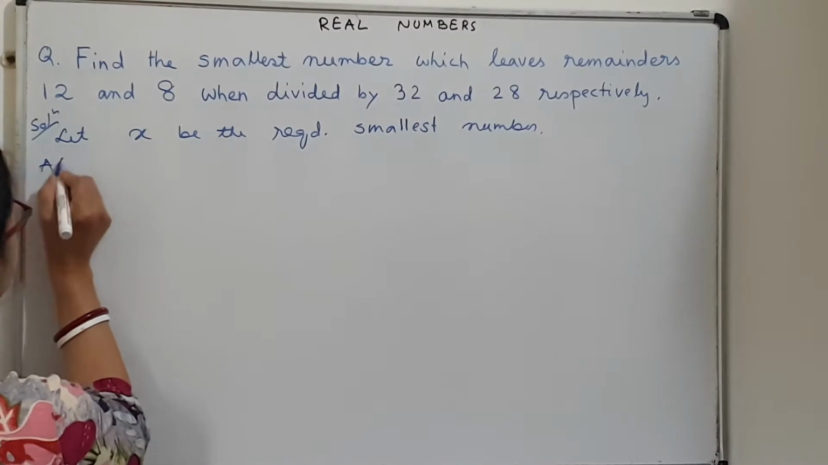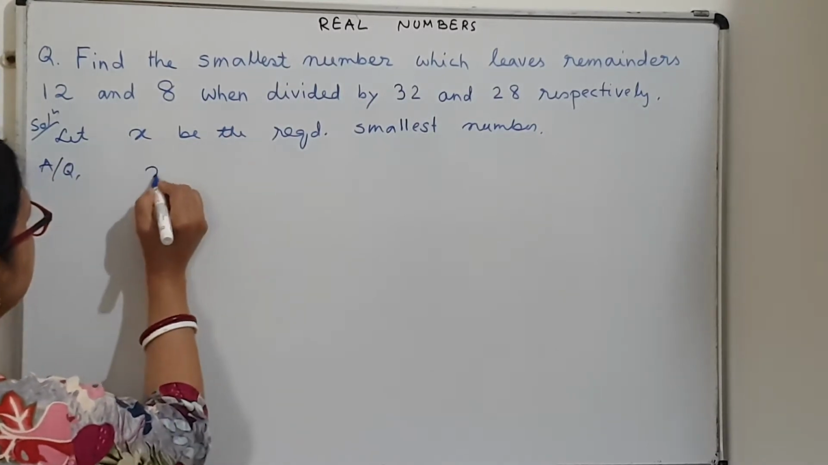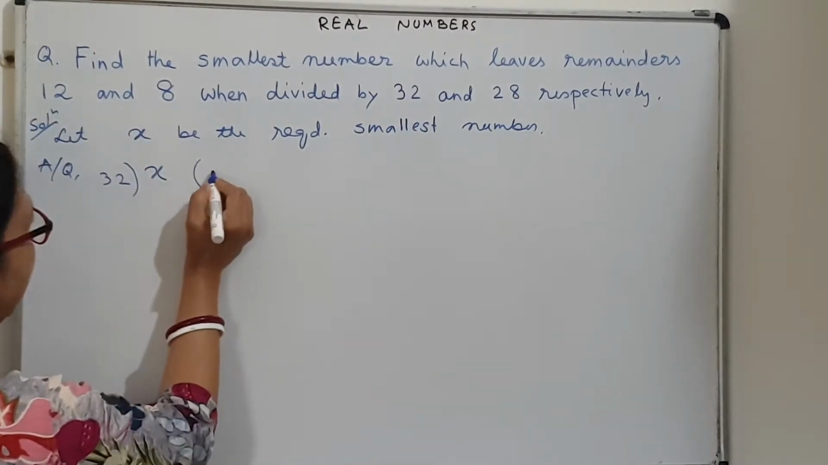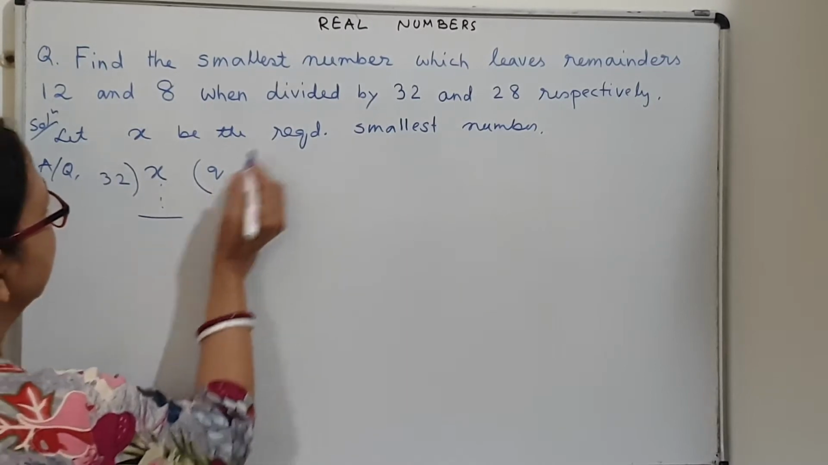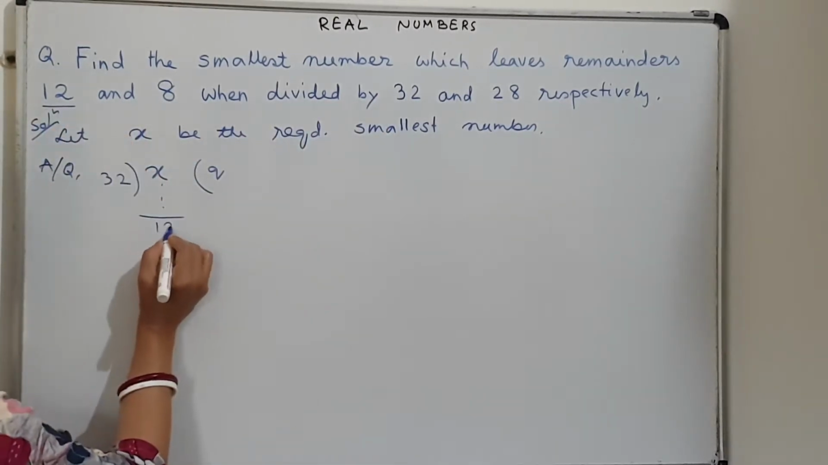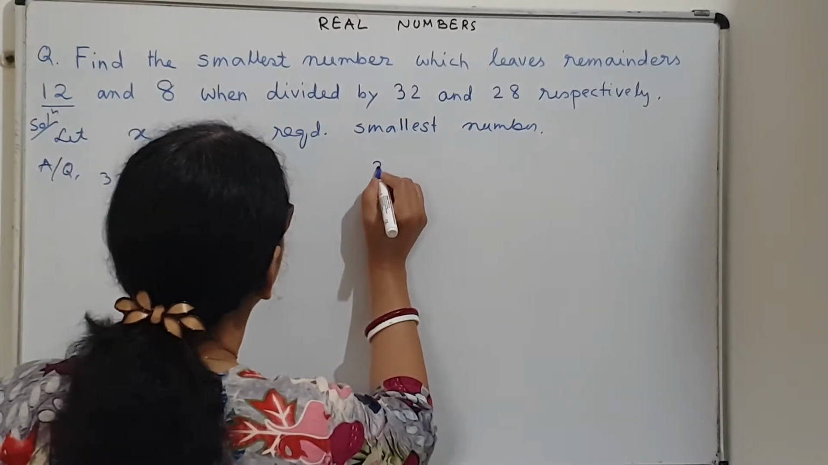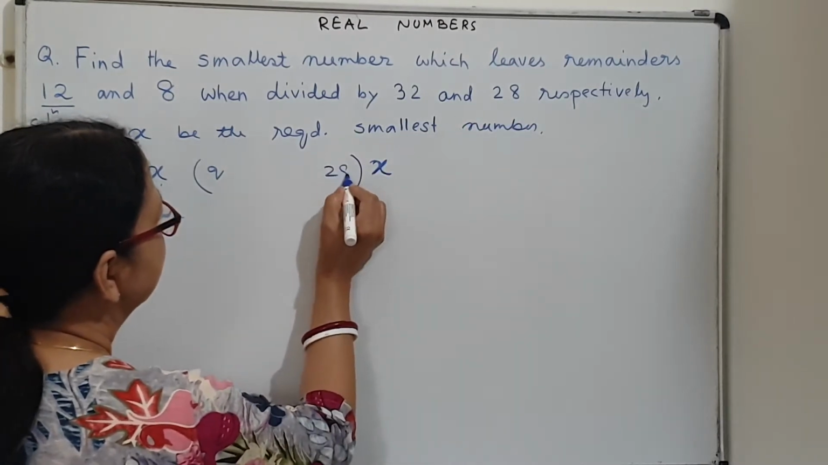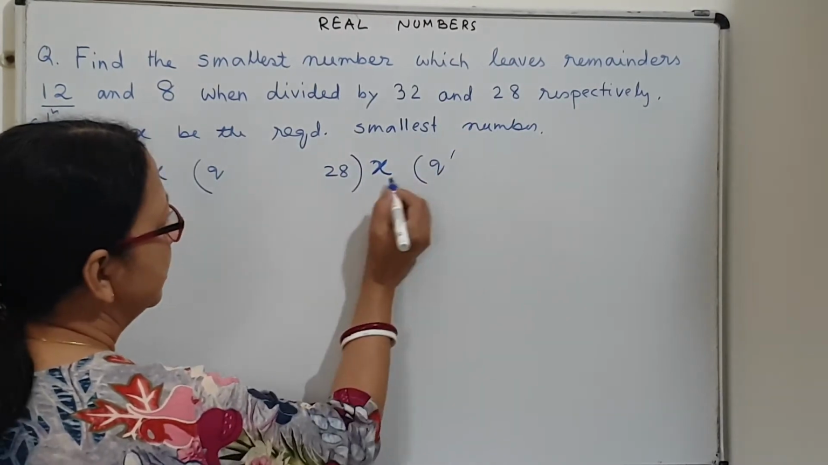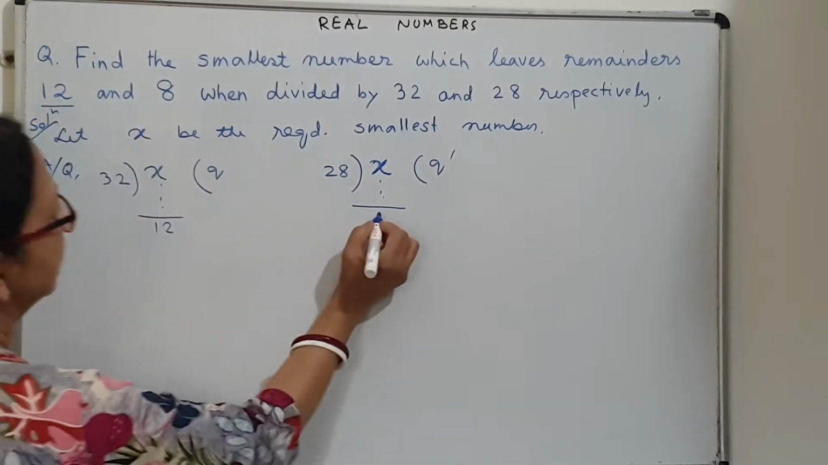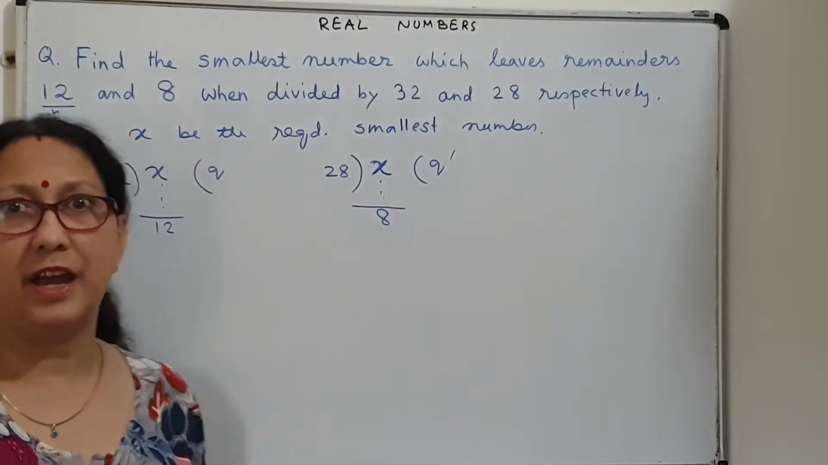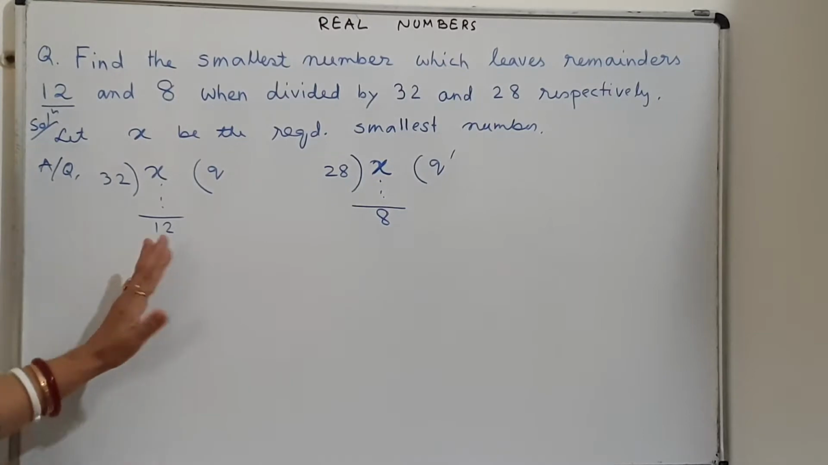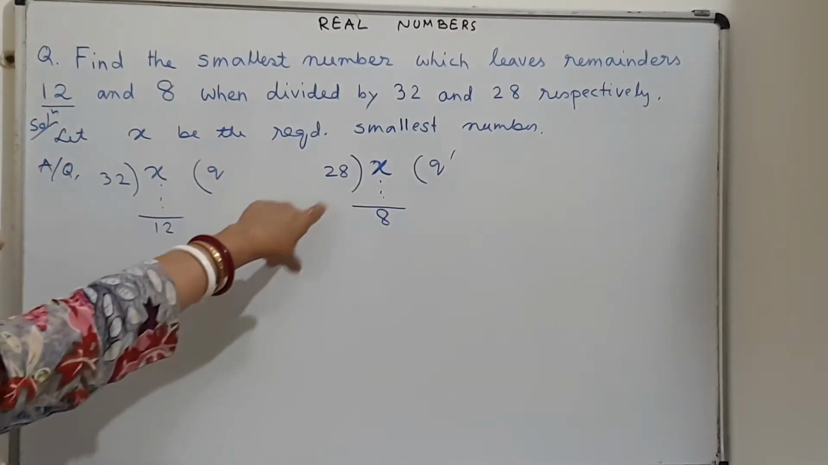So according to the question, when this number is divided by 32, it will have some quotient and the remainder according to the question is 12. And also when this same number x is divided by 28, some other quotient and the remainder is 8. This is the situation and you have to find the value of x. For solving this, we have to go through the basics of the division process.